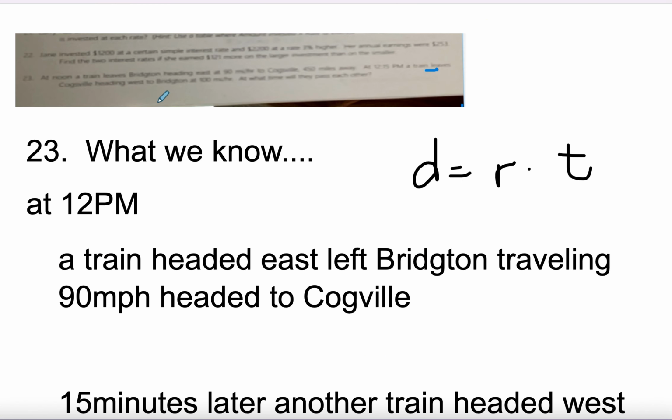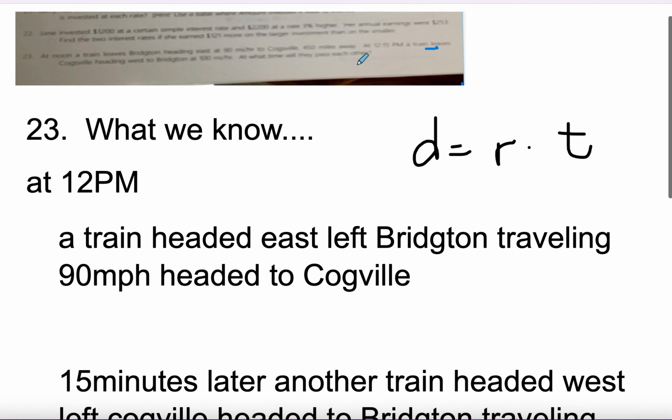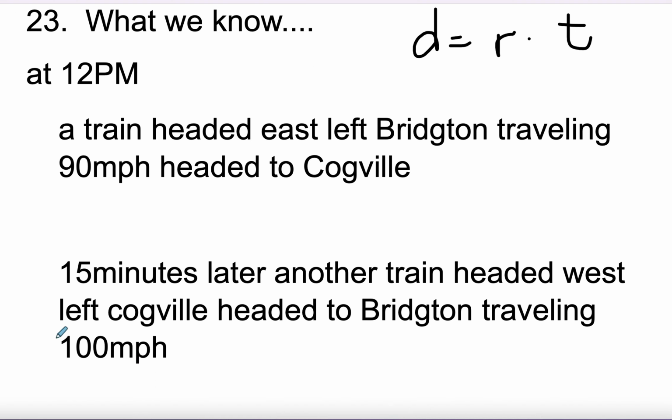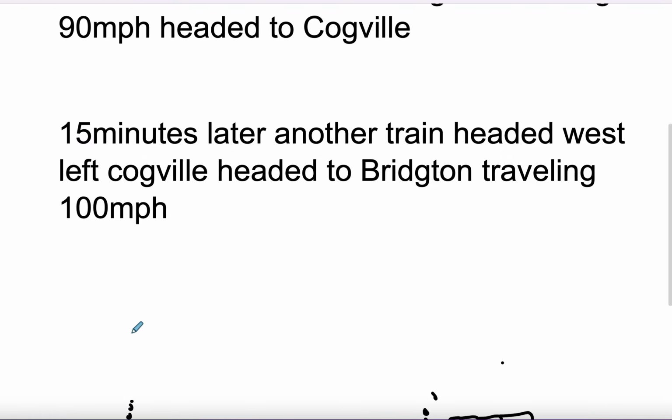Now let's look at the second one about the trains. What we know about this is that at 12 p.m., 12 noon, one train headed east left Bridgeton traveling 90 miles per hour headed to Cogville. Now, if I've got these numbers wrong, please let me know later. Another train, 15 minutes later, left Cogville headed to Bridgeton, traveling at 100 miles per hour. And we need to know at what time will they pass each other because they're headed towards each other.